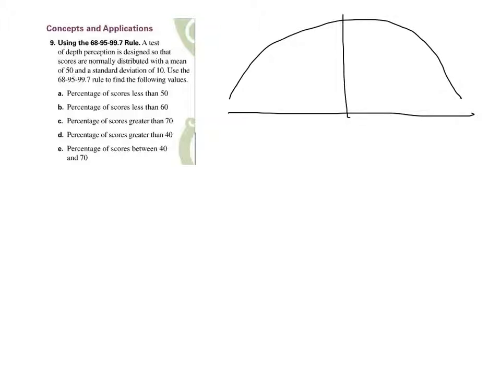So the first thing you want to do when you're working with normal curve problems is make a little sketch, and especially when you get the 68, 95, 99.7 rule. Mark the mean in the middle. They're telling us there's a mean of 50, and then we're going to draw 3 lines on the right side of the mean and 3 lines on the left side of the mean.